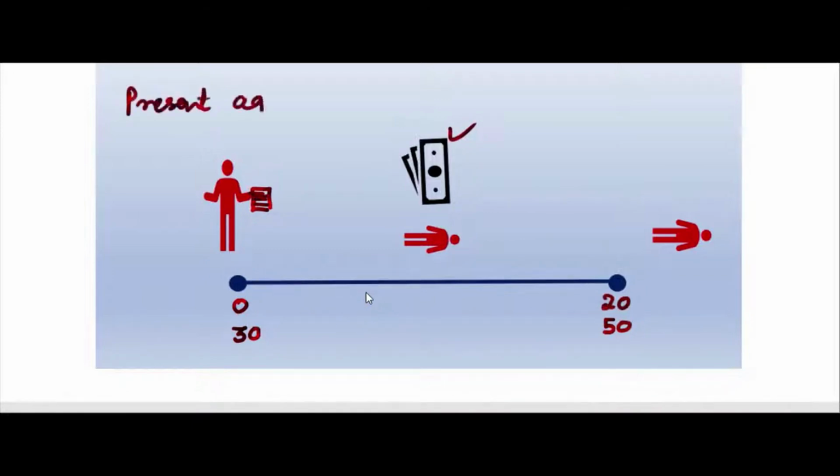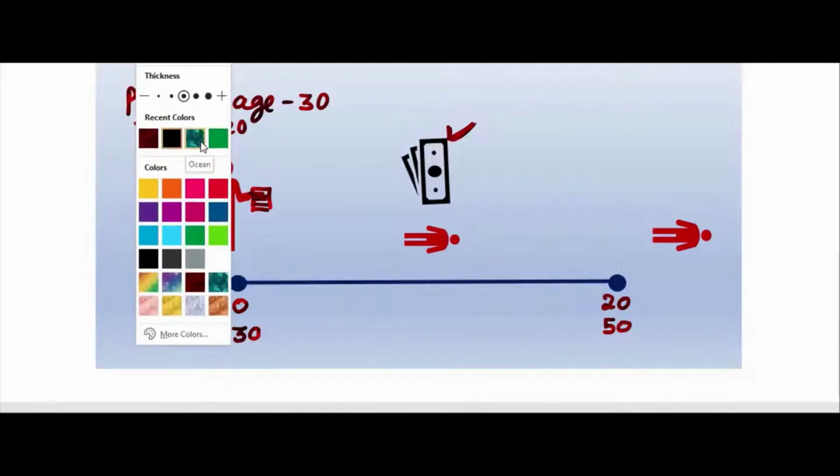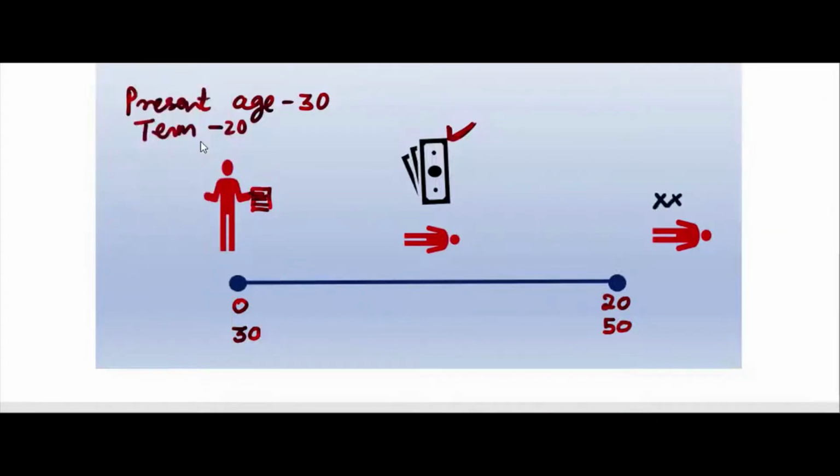Present age is 30. Term is 20 here. Whenever the person dies, he or she will get the benefit. When I say he or she will get the benefit, the benefit will go to the dependents, the nominee, you can say. But where is the benefit payable? Within 20 years. That's important. If the person dies after 20 years, there will be no benefit here. If you check here, there is no benefit. Maybe this is the 26th year.